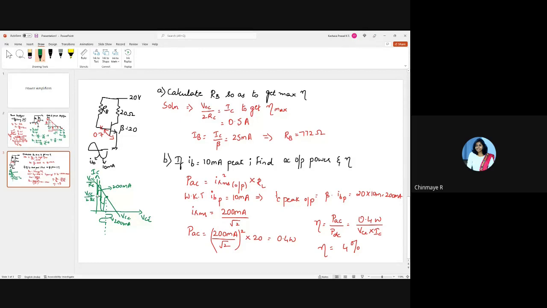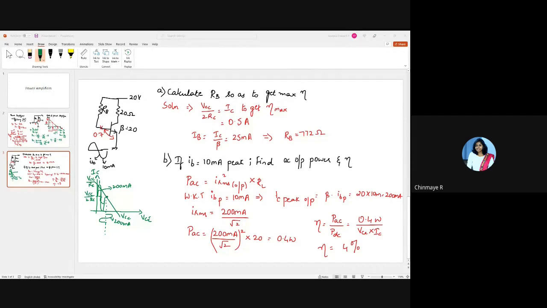Here you don't have a full output current swing, and therefore the efficiency is less. It's not because of the Q point. Q point is fixed correctly, but your input current and the beta is such that your output current swing is not the full 500 milliamperes peak to peak. That's why. Is it clear? So therefore, your efficiency has reduced to just 4%.